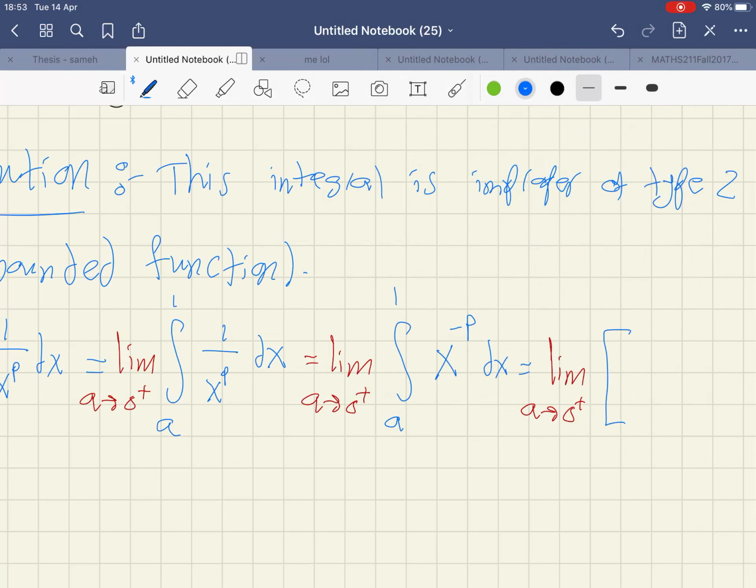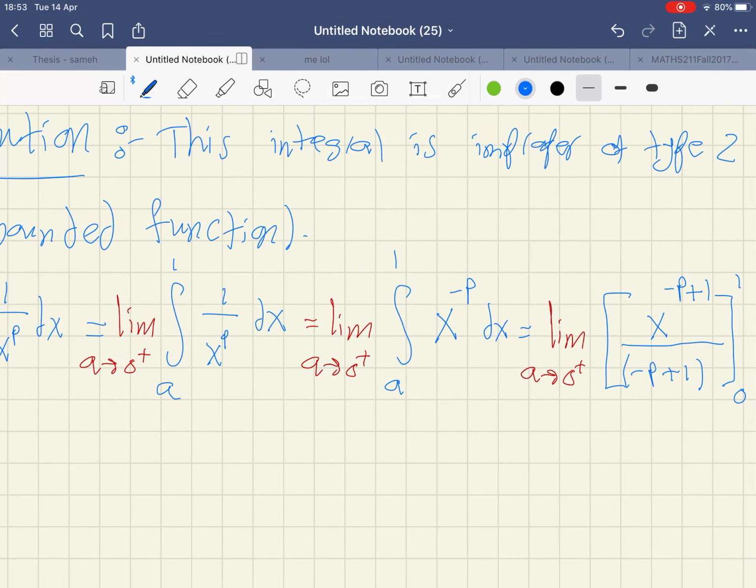So it will be x to the power, if you add 1, you get minus p plus 1, over minus p plus 1, from a to 1. This is fine as long as p is not equal to 1. Why is p not equal to 1? Because if p is equal to 1, this will be 1 over x, and the answer should be ln x. So now let's forget about p equal to 1. We can deal with it later. And let's do p not equal to 1.